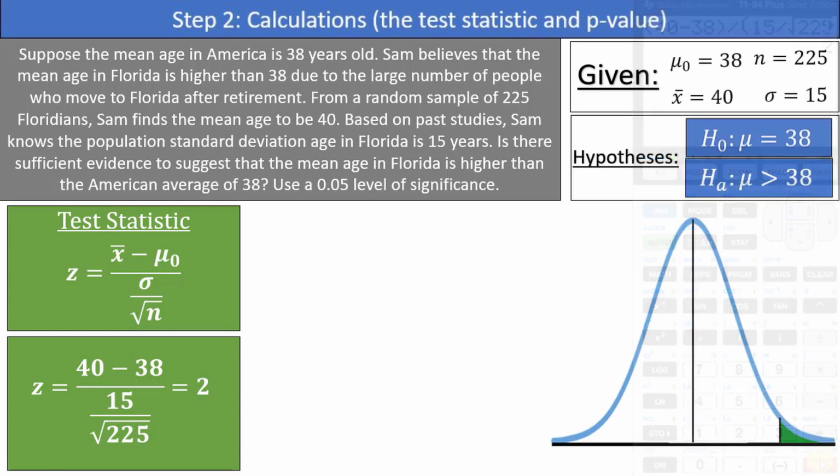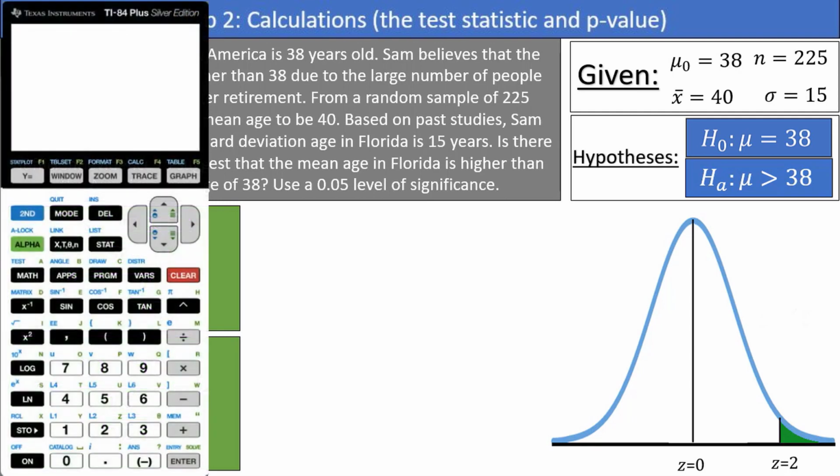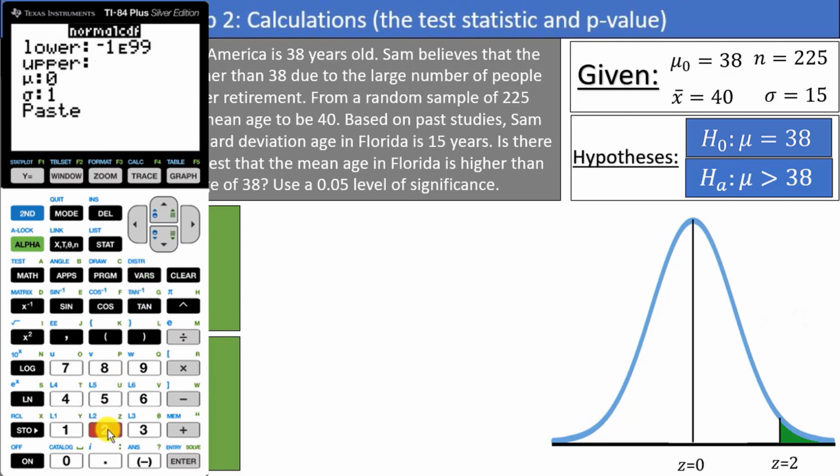If we draw the standard normal z distribution, we know that a z-score of 0 corresponds to the mean, and we just calculated that the test statistic is 2. We need to calculate the p-value now, which is the area in the tail, which I've shaded in green. We could calculate the p-value using probability tables or computer software, but today I will be using the TI-84 calculator. To calculate the p-value using a z-distribution, we press second, distribution under the vars key, option 2 for normal CDF, and then we are asked for the lower and upper bound.